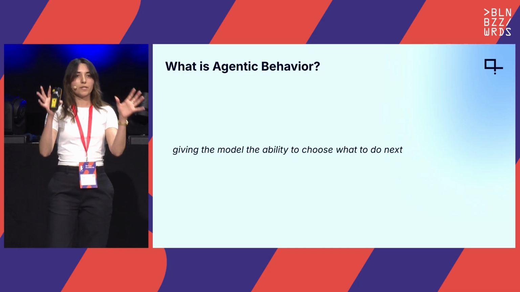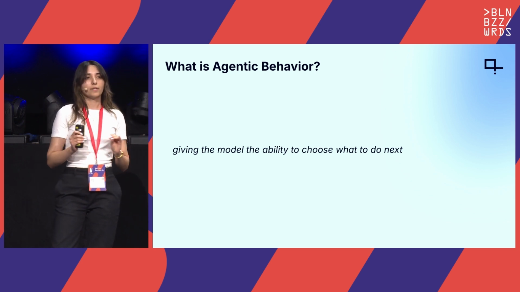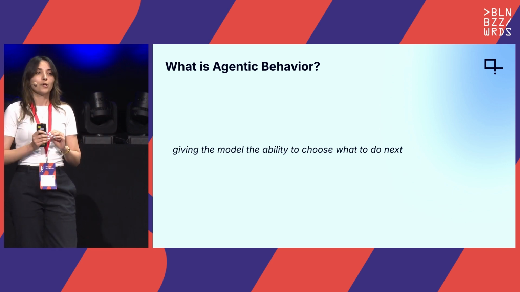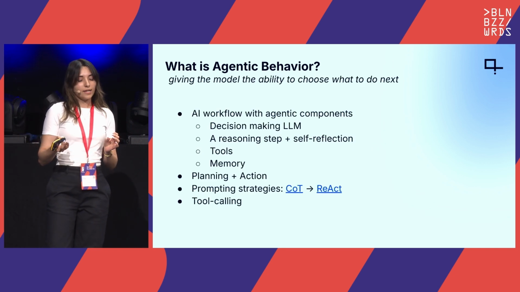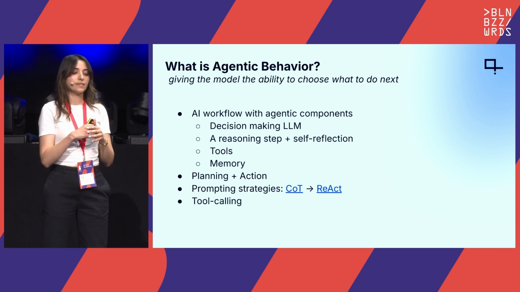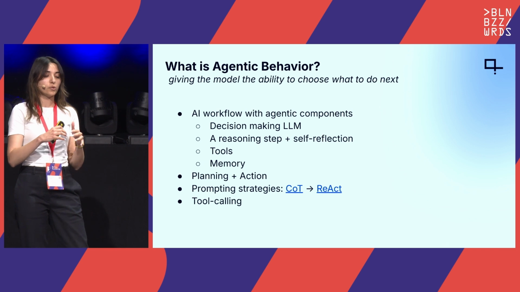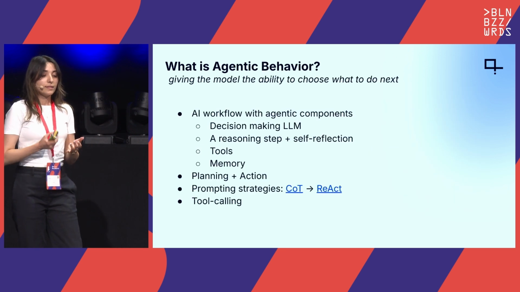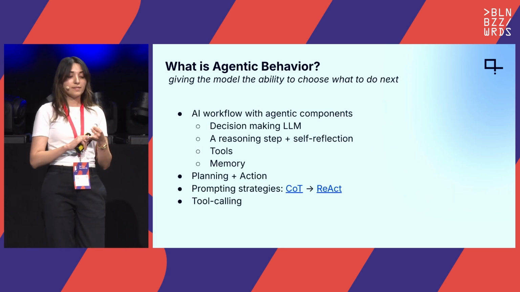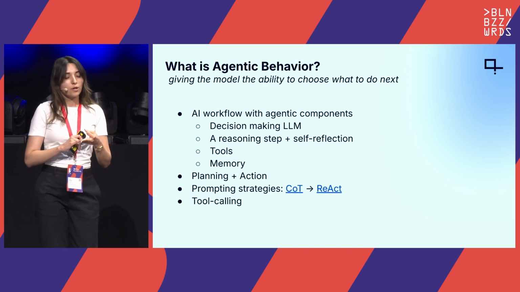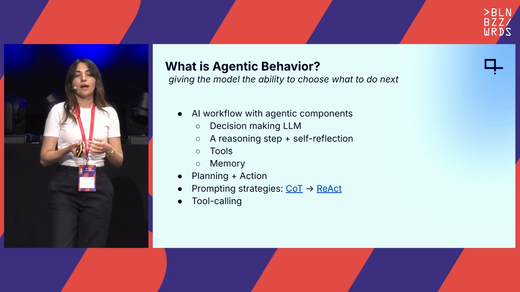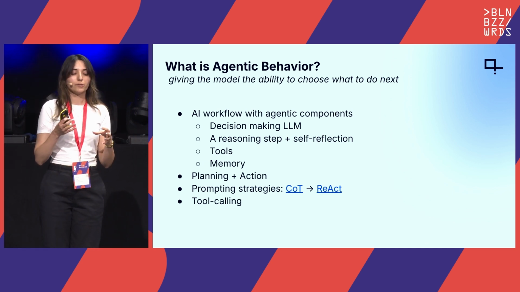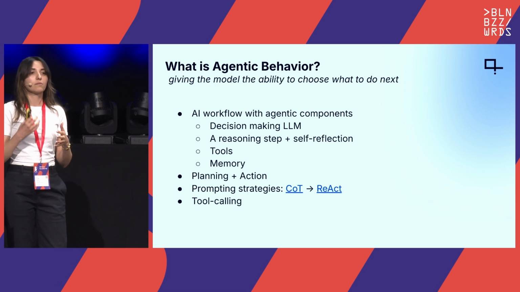Okay, so now that we know what an AI agent is, we can define what agentic behavior is. It's basically giving the model the ability to choose what to do next. So we let the LLM decide. And we reach that by incorporating some agentic components into our AI workflow. And these agentic components, as we saw a couple of slides before, are a decision-making LLM, that's very important, a reasoning step, a self-reflection, tools, and memory. And not all of them are necessary to have this agentic behavior, but they usually come in a package. So if you want to have the minimum agentic behavior, you usually need most of these.